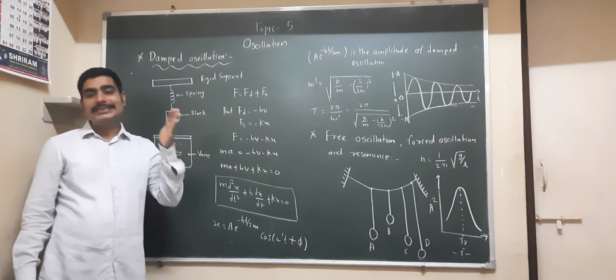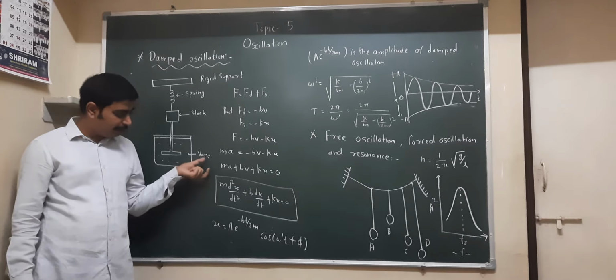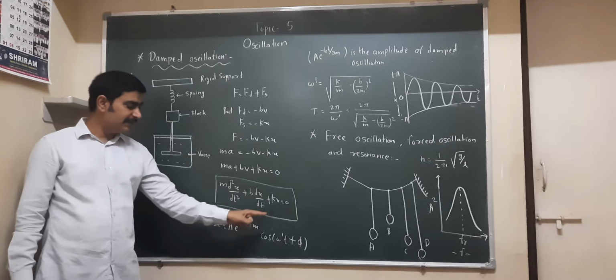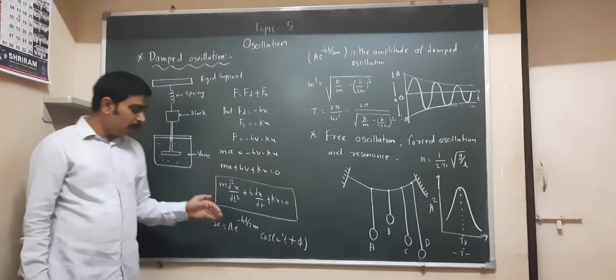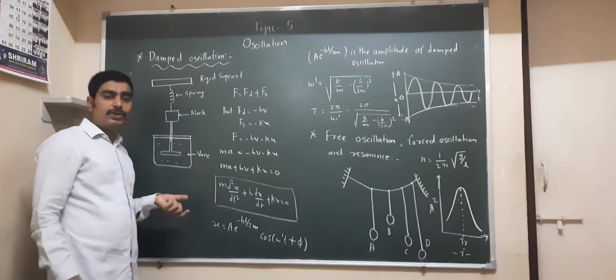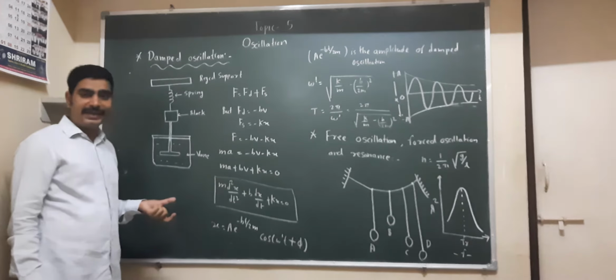Acceleration is nothing but the second derivative of the displacement. So we can write m d2x upon dt square plus b dx by dt plus kx is equal to 0. Now if we solve the differential equation, then the solution is given directly in your textbook, so you should also remember the solution directly.